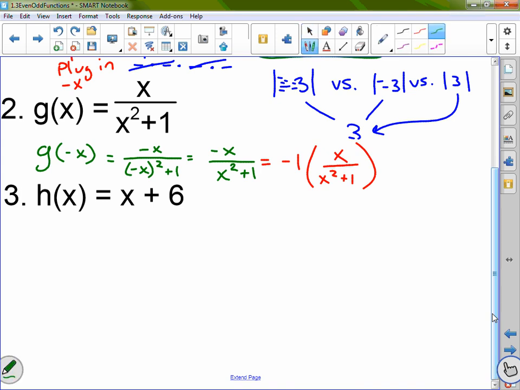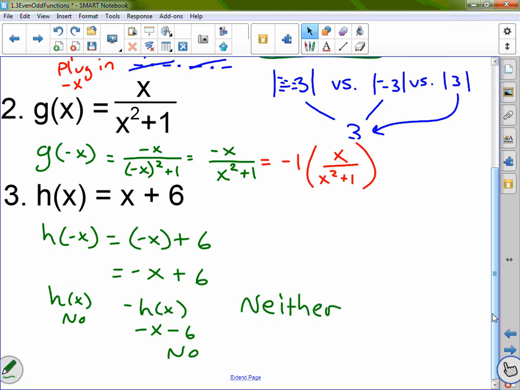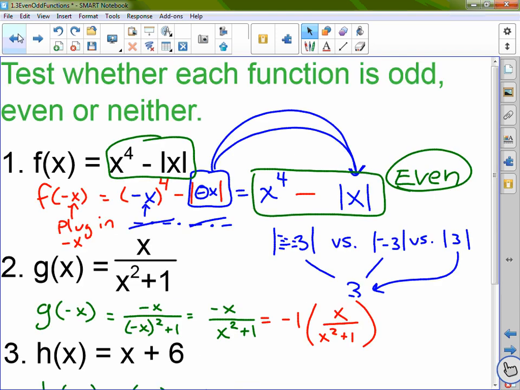Then if we look at number 3, h of x is equal to x plus 6. If I try h of negative x, let's see what we get here. We get negative x plus 6. Is that equal to h of x? No. Is that equal to the exact opposite, which in this case would be negative x and a negative 6? No. Because of that, this is neither. So it's neither, and that's everything we need for our assignment.